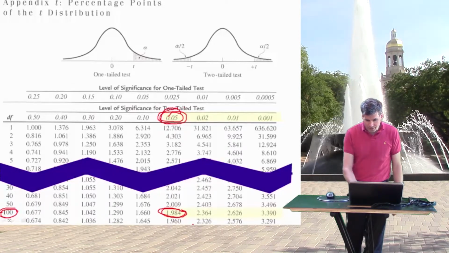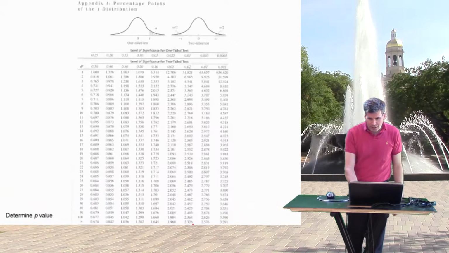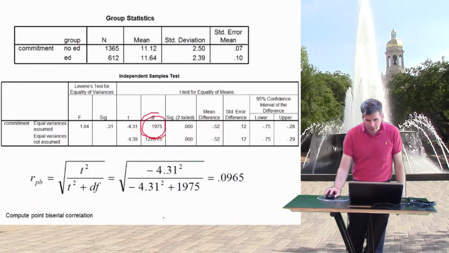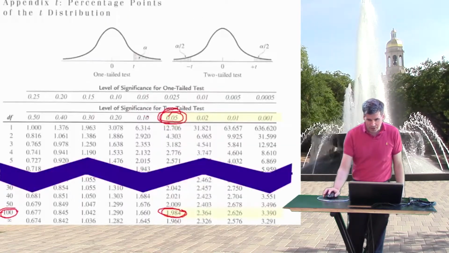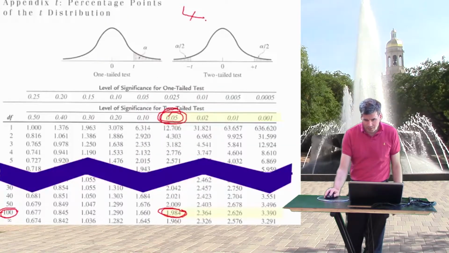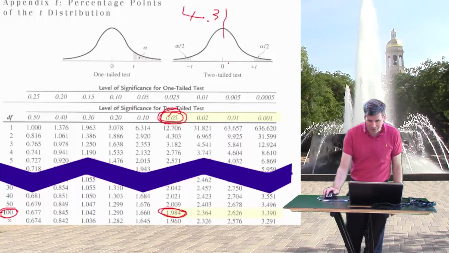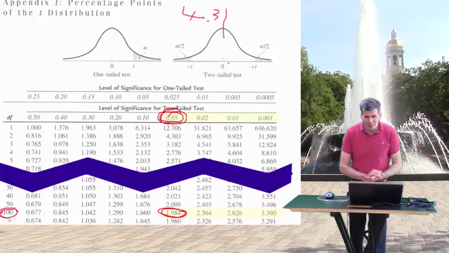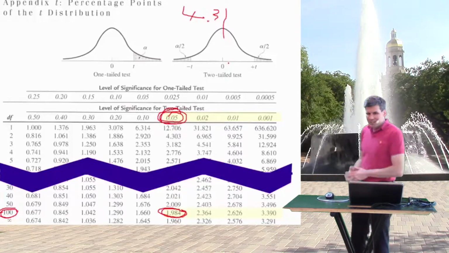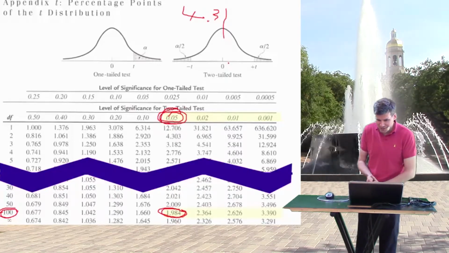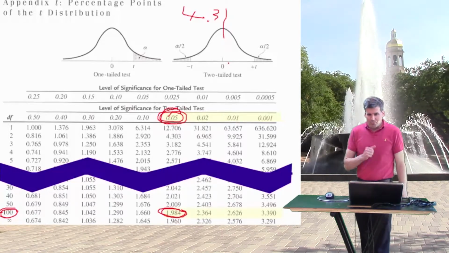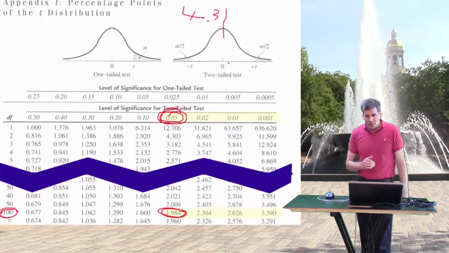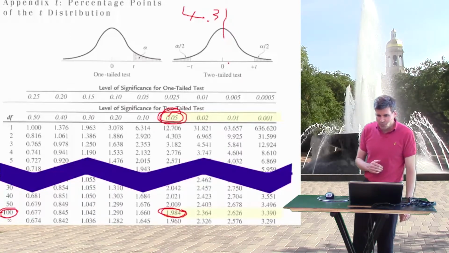In our case, what was our T value? Let's go back and look at what our T value was. Our T value was 4.31. Let me put this here, 4.31. It's kind of messy, but use your imagination. That looks like 4.31. That's our T value. So 4.31 is larger than 1.984. Therefore, we can say P is less than 0.05.